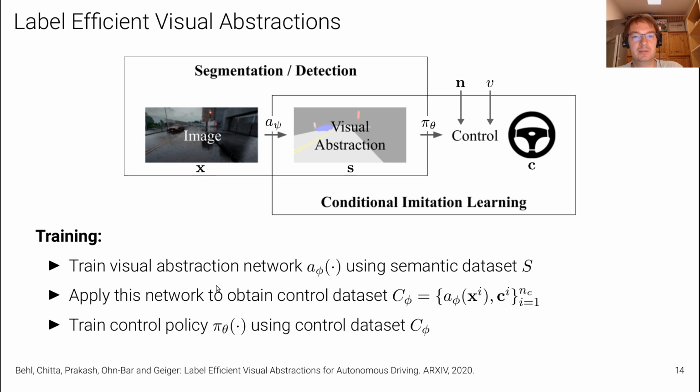We train this model in the following way. We first train the visual abstraction network using the semantic dataset S. We then apply this visual abstraction network to all the input images of the control dataset and obtain the dataset C that way, and then train the control policy using this control dataset.